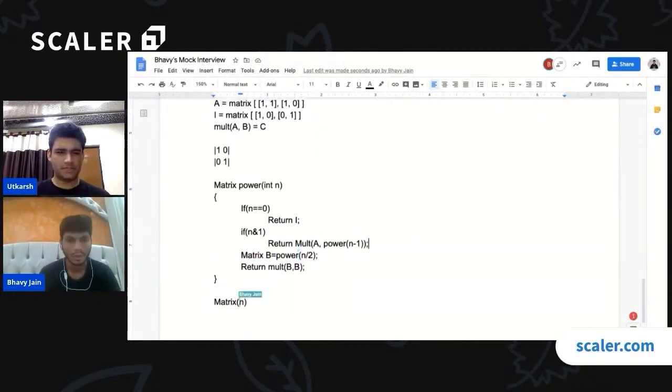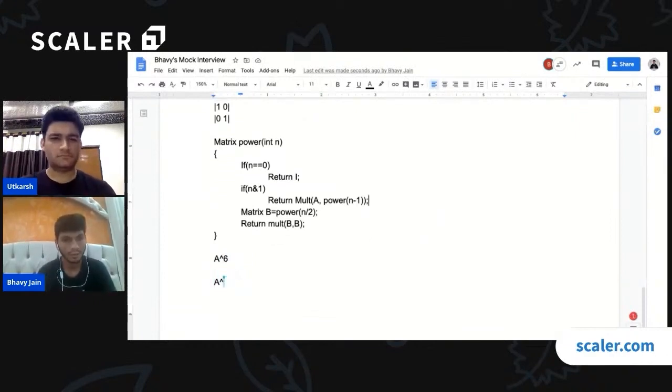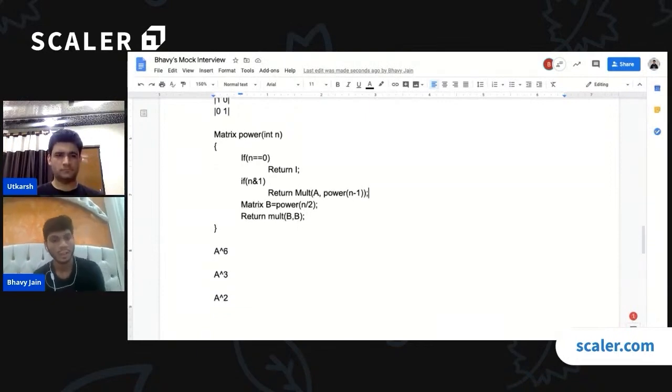All right. Can we see a simple diagram using, let's say, n equal to 6? Okay, n equal to 6. So we need to calculate a raised to 6. Since 6 is even, we will first call power a cube, power 3. So to calculate a cube, we see that it is odd. So we will calculate a square. Again, it is even. So we will call a raised to 1.